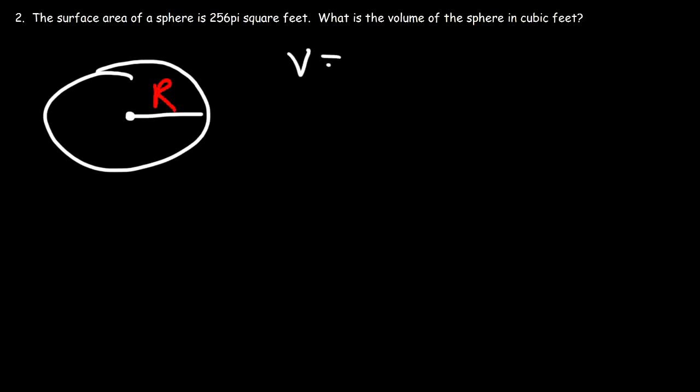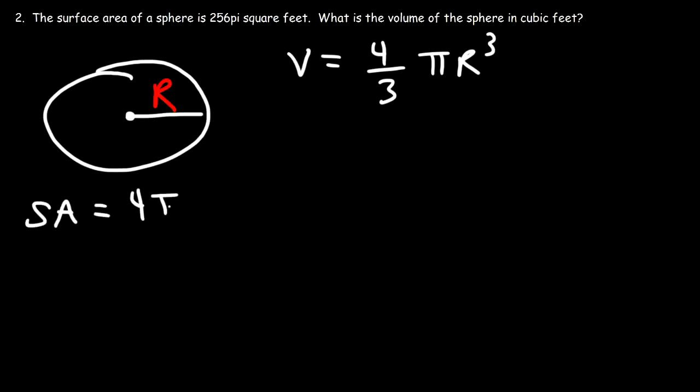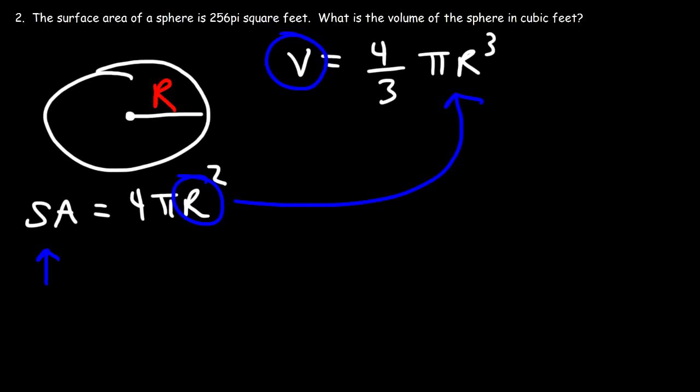Now, the formula to calculate the volume of a sphere is 4/3 pi r cubed. And the surface area is 4 pi r squared. So we're given the surface area, and we need to calculate the radius. Once we have the radius, we can then plug it into this formula to calculate the volume. So let's go ahead and begin.